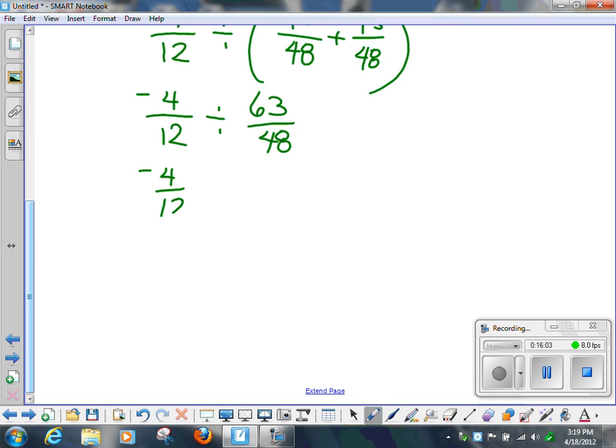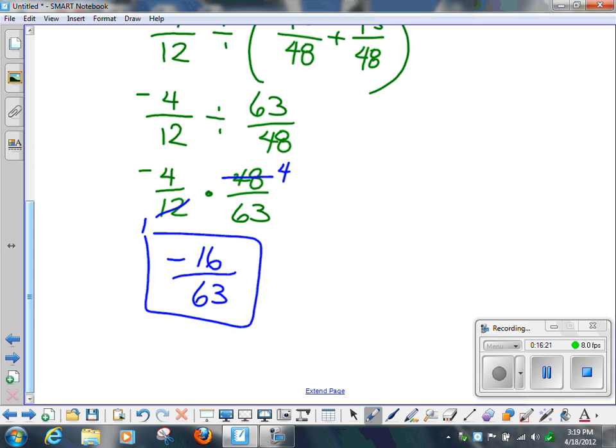Now what? Multiply by the reciprocal. And I'm going to cross cancel what? 12 goes in 12 once. 12 goes in 48 4 times. What do you end up with? Negative 16 over 63. How many of you got that?